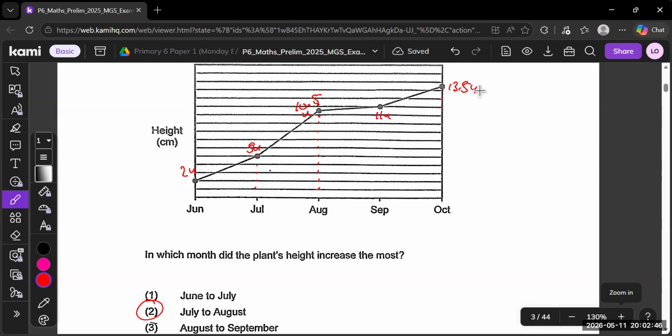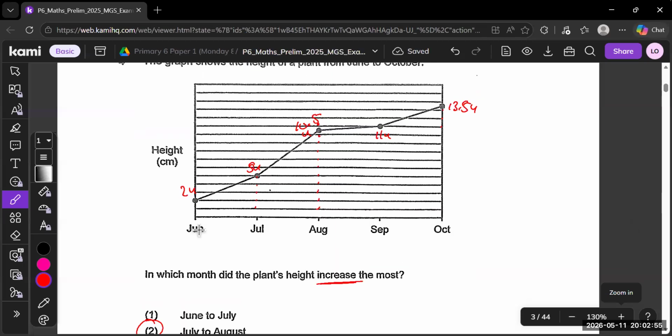Okay, but why do we have to put something? Because you will have to find the differences to see which month has the most increase. So June to July, there is a 3 units increase. And then 10.5 minus 5, that will be 5.5 units increase. That's why you must have something there. Otherwise, you can't find the difference. So we will have to write a number there. And then 11 minus 10.5, that will be 0.5 units. And then you minus, you will get 2.5 units.